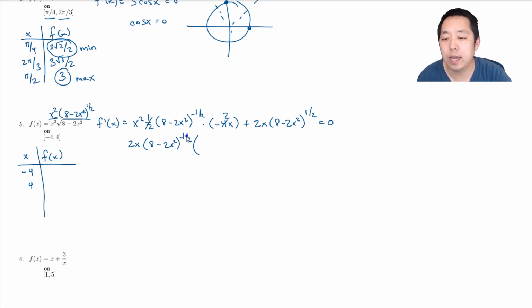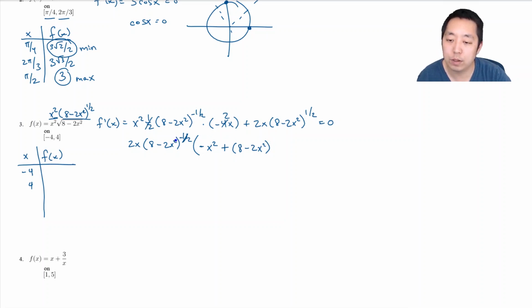Okay, and now I'm going to see what I have left over. I took out this 2x here, and I took out this term, all of this, so I'm just left with negative x squared for the first term. And for the second term, I took out this 2x already, but I took out one of these, and I have to think about what times this will give me this. If you think about it, it's 8 minus 2x squared to the first power.